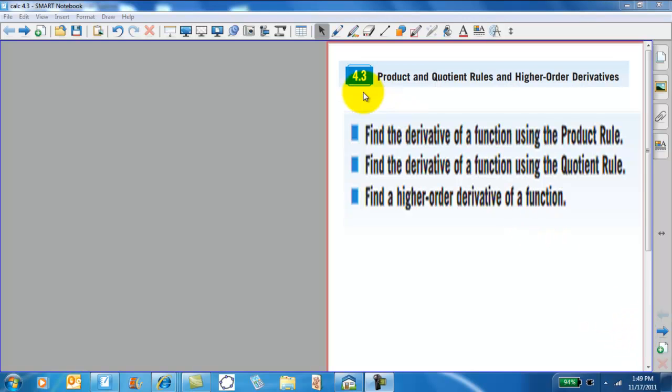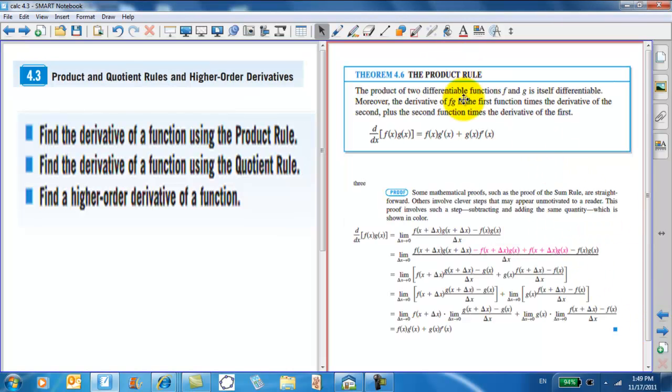Hello calculus students, here with section 3.3, product and quotient rules and higher order derivatives. The main point of this chapter is to realize that they're put separately, these rules, because when you try to take the derivative of a product, you can't just distribute. It was okay when we had addition and subtraction, but not with multiplication or division. So here's the product rule.